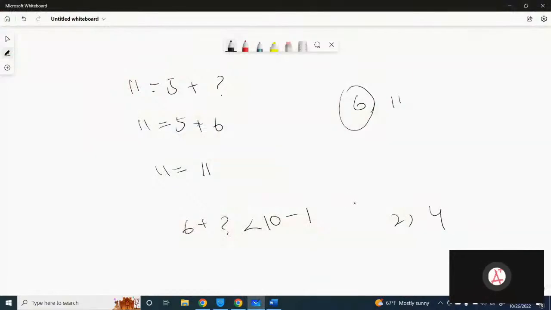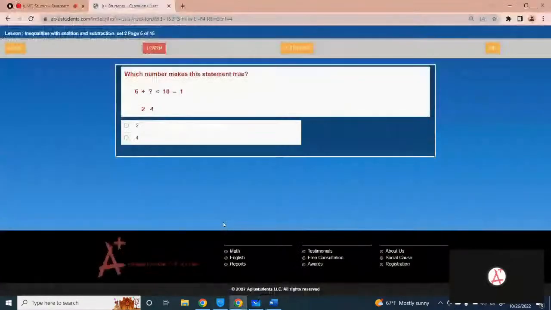So let's start with the 2. So 6 plus 2 is 8, and 8 is less than 9. Is it true? Yes, it is. That means the correct option is 2. Got it? Just select the correct option and then click on the OK button.